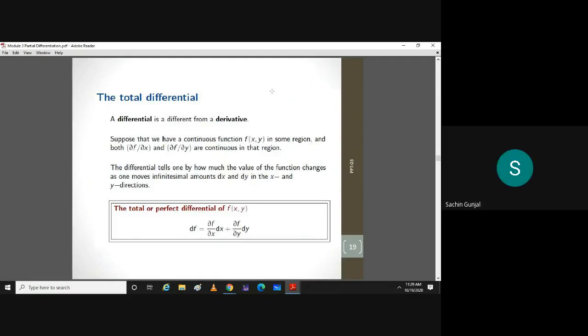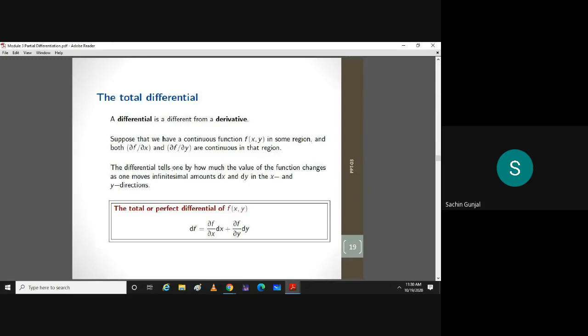So next is the concept of total derivative, which again you have studied as a differential term. The total derivative, also called a differential or change in quantity. Suppose that we have a continuous function f of x, y in some region whose partial derivatives with respect to x and with respect to y are also continuous. Okay, there is no discontinuity point.